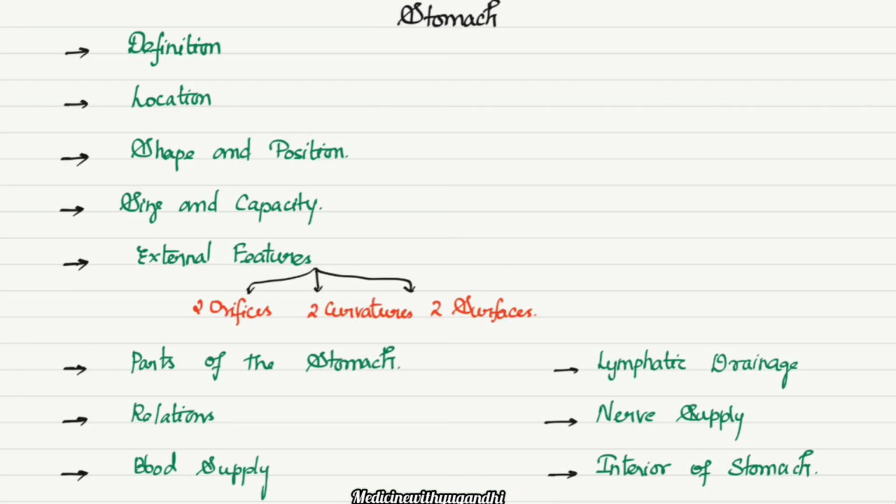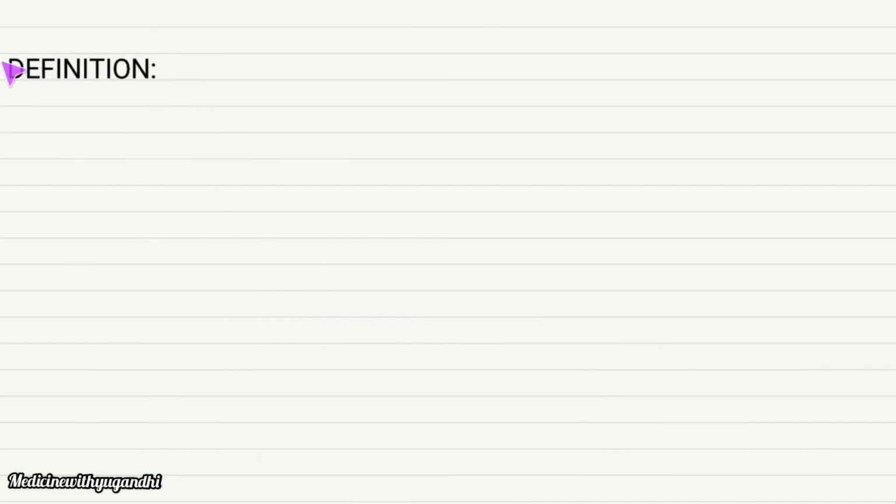In this video we are going to see about the anatomy of stomach. So before going into the topic proper, let me mention what are all the topics that we are going to cover in this video. The topics are the definition of stomach, then its location, shape and position, size and capacity, then external features, parts of the stomach, then relations, blood supply, lymphatic drainage, nerve supply and the interior of stomach. First coming to the definition of the stomach.